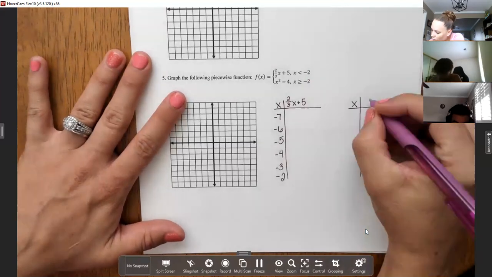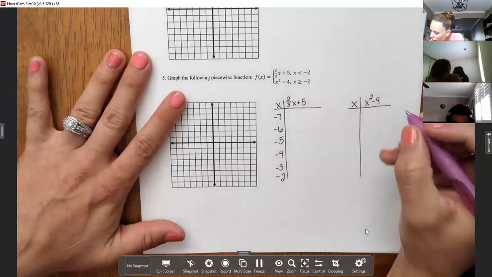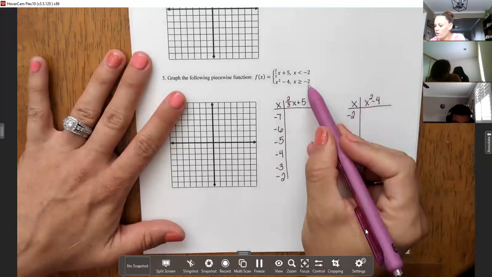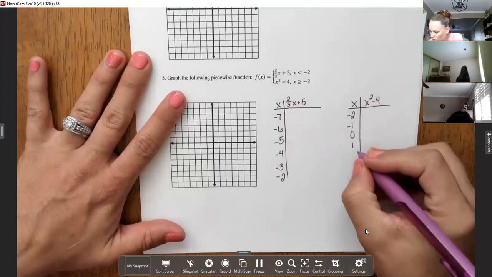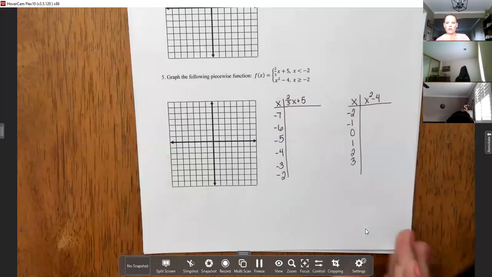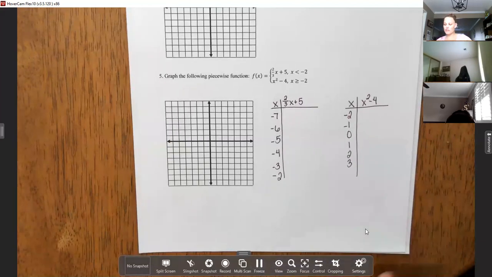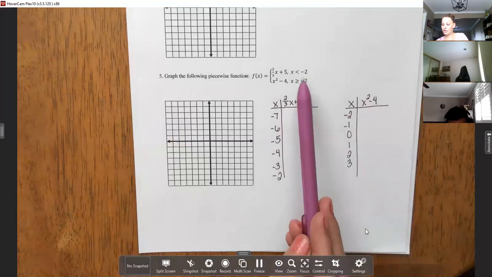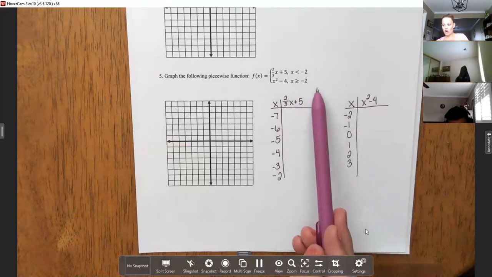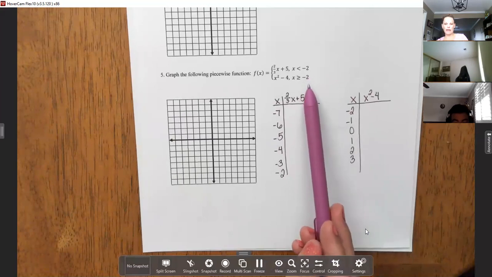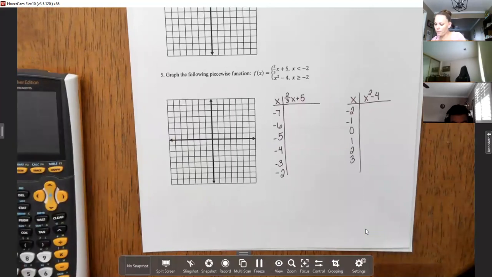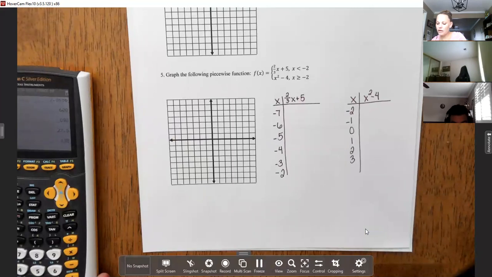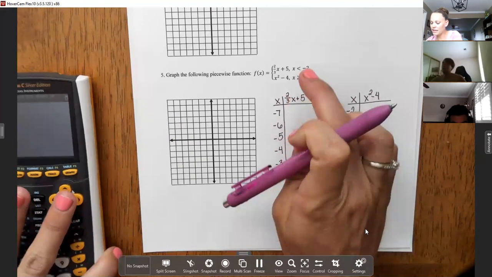Our other table for x squared minus 4 is going to start at -2, and then it wants numbers greater than or equal to -2. So -1, 0, 1, 2, 3, and so on. So to set up your piecewise functions, you make a table for each piece, and then you start or stop at whatever this endpoint is. And then just like we were doing last week, we're going to plug these in.